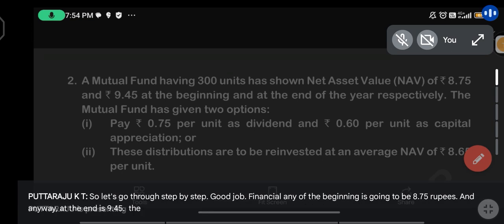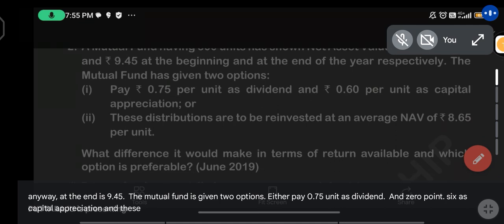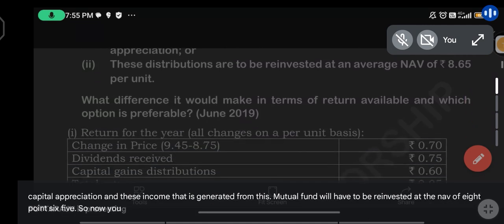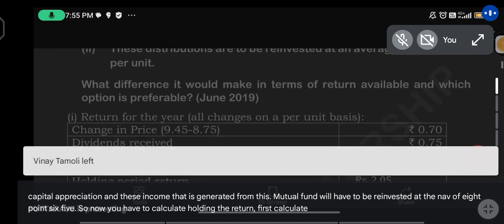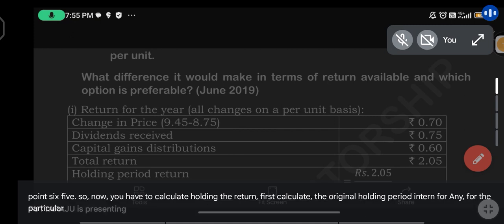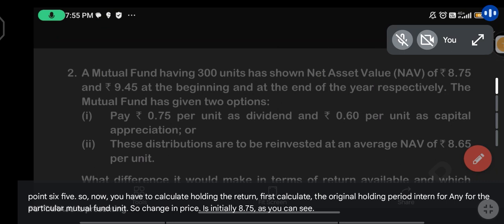The mutual fund has given two options. Either pay 0.75 unit as dividend and 0.6 as capital appreciation. And this income that is generated from the mutual fund will have to be reinvested at the NAV of 8.65. So now you have to calculate the holding period return. First calculate the original holding period return for the particular mutual fund unit. So the change in price is initially 8.75, as you can see, and 9.45 towards the end.